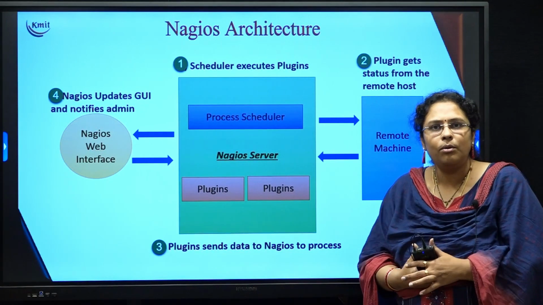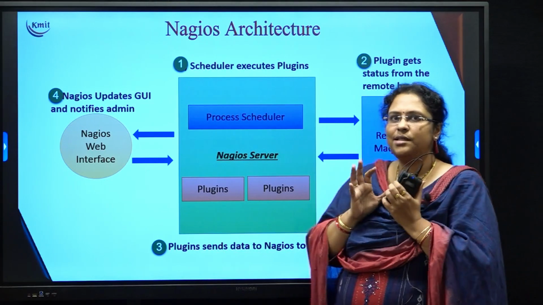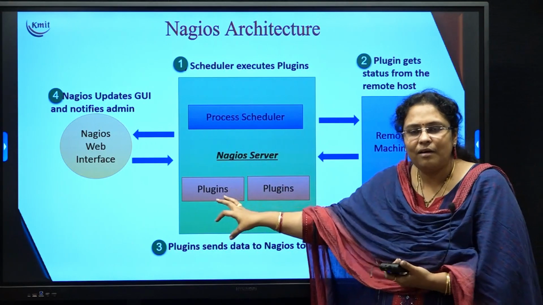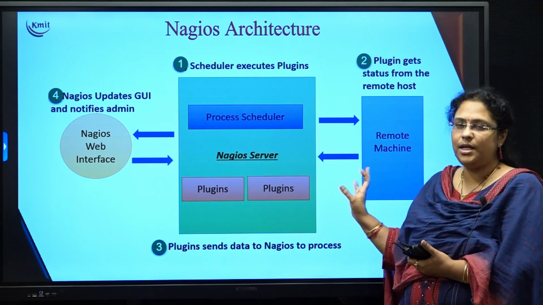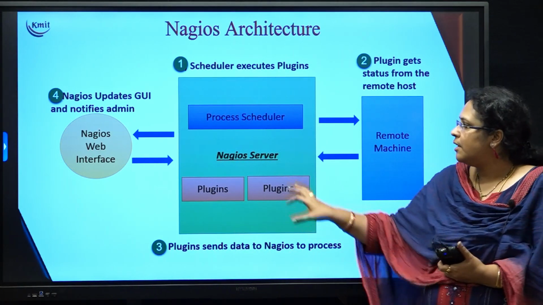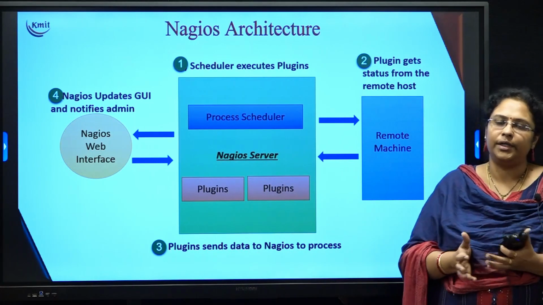Now let's talk about the architecture of Nagios. Nagios basically consists of three main parts, as you can see here. The first part is the Nagios server. The second part is a remote machine. The third part is the Nagios web interface. Now what is this Nagios server? This is the main part of your monitoring tool.